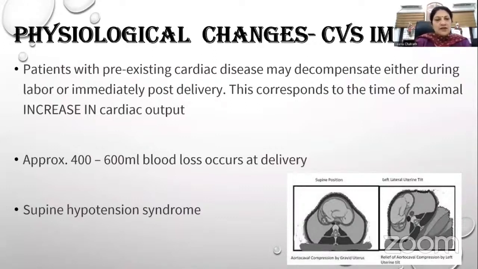Approximately 400 to 600 ml of blood loss occurs at delivery during a normal vaginal delivery, and the blood loss may be increased up to 1 liter in the cesarean section. As we can see in this diagram, the supine position causes abdominal compression by the gravid uterus, and the supine hypotension syndrome occurs. Whereas when we put the patient into the left lateral decubitus position, there is a relief of the aortocaval compression.